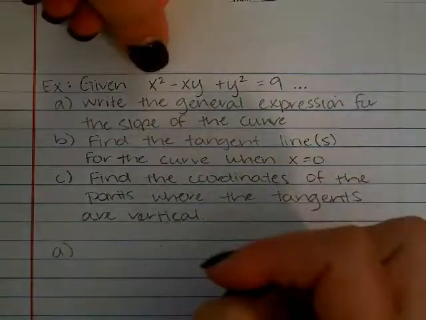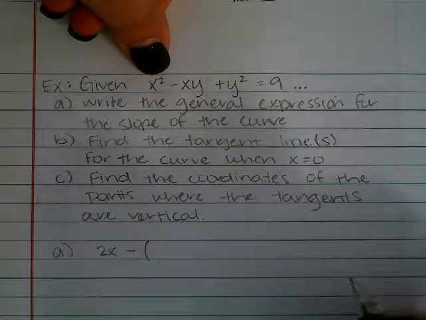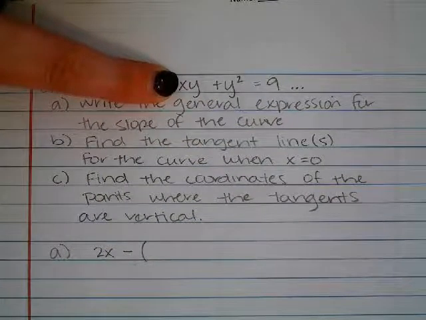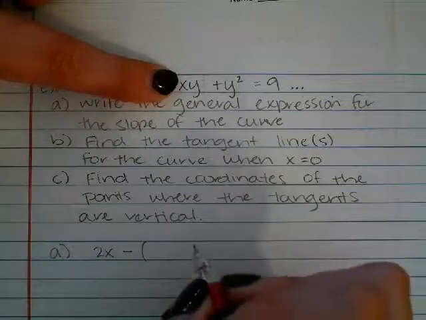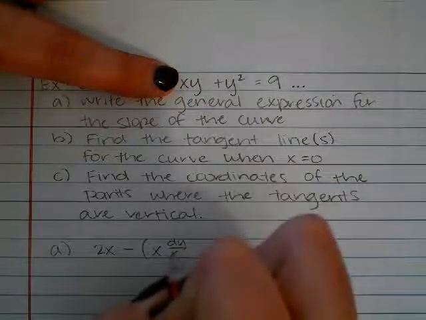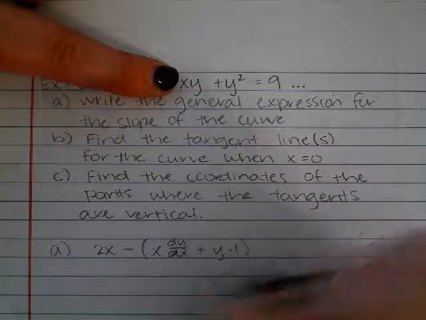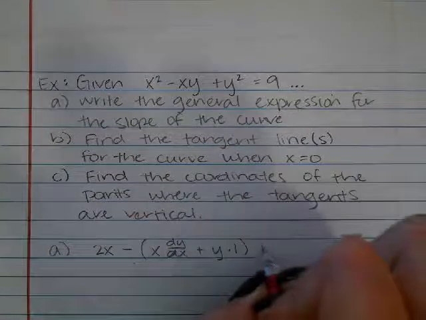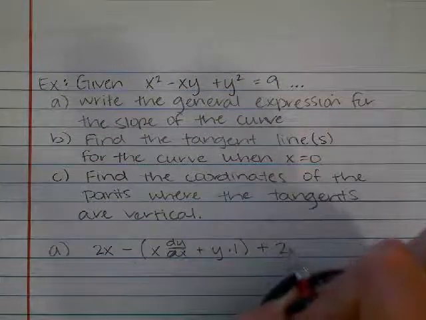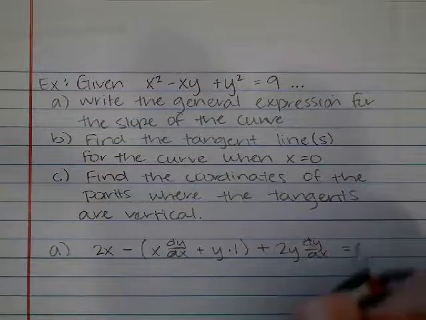Derivative of x squared is 2x. I'm going to put my minus with my parentheses, and think of this as a positive x and a positive y with the product rule. So, how do I do the product rule? First times the derivative of the second, plus the second times the derivative of the first. Plus dy dx equals 0.